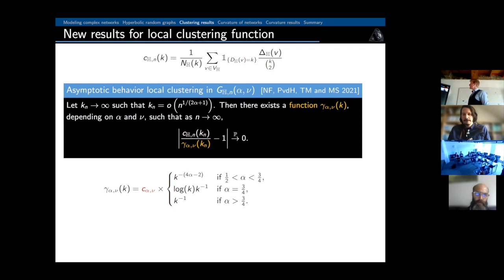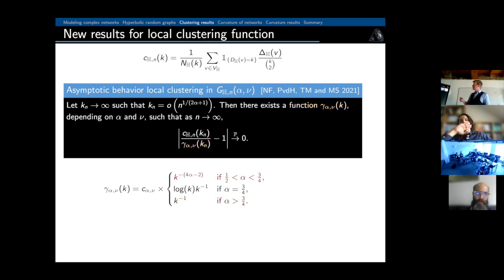But what is more interesting here is the scaling behavior of this limit function, which is also the scaling behavior of the local clustering function. It actually has different scalings, and there's a phase transition here. In particular, the conjectured 1 over k scaling is true as long as you pick alpha bigger than 3 over 4. In terms of the degree distribution, that means that your probability mass function needs to have an exponent bigger than 2.5.